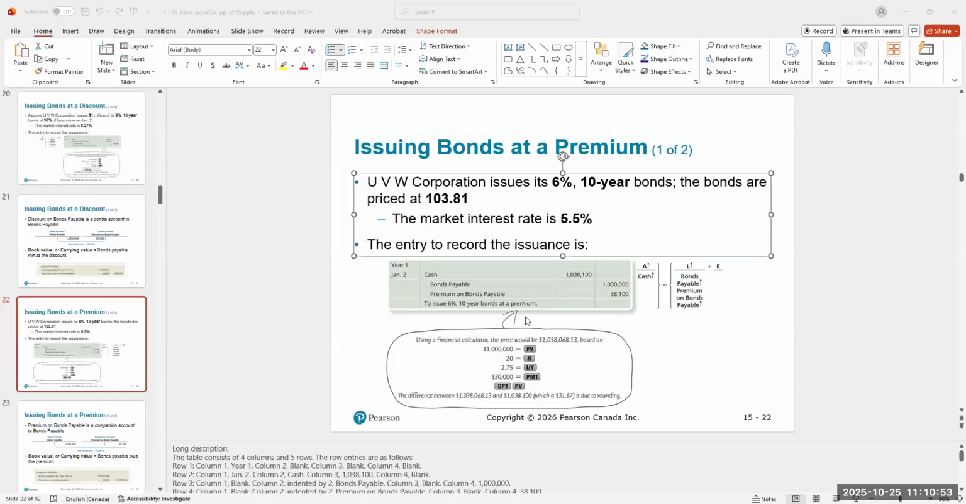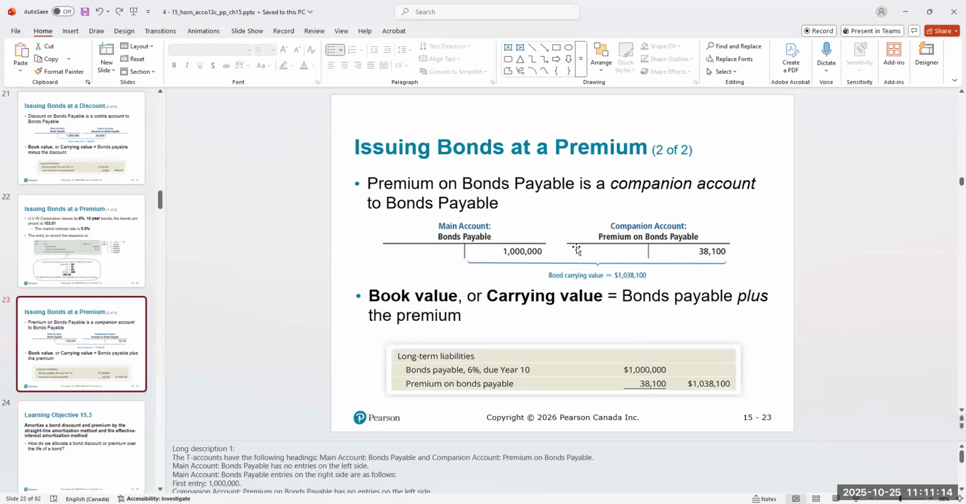For the slides, let's go to the slides and check what they are doing on the slides. When we do the calculation, we're going to get the number that we get on the Excel, but we're going to use $1,038,100 for the rounding, and 38,100 will become our premium. And we're going to have those two accounts, bonds payable with the credit and premium on the bonds payable 38,100.